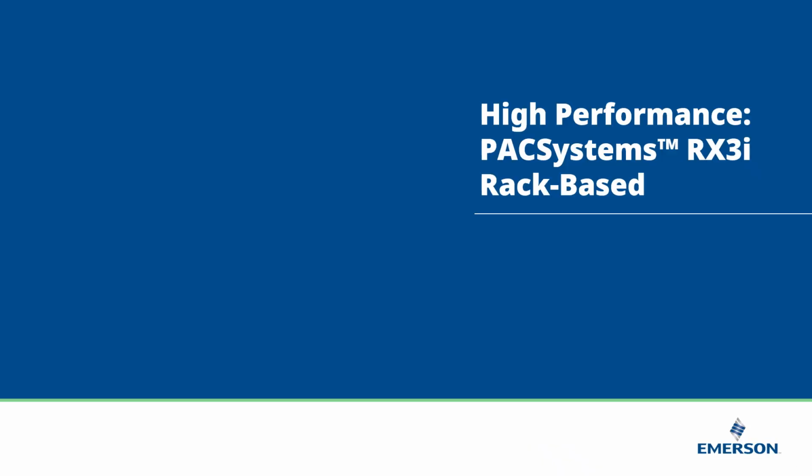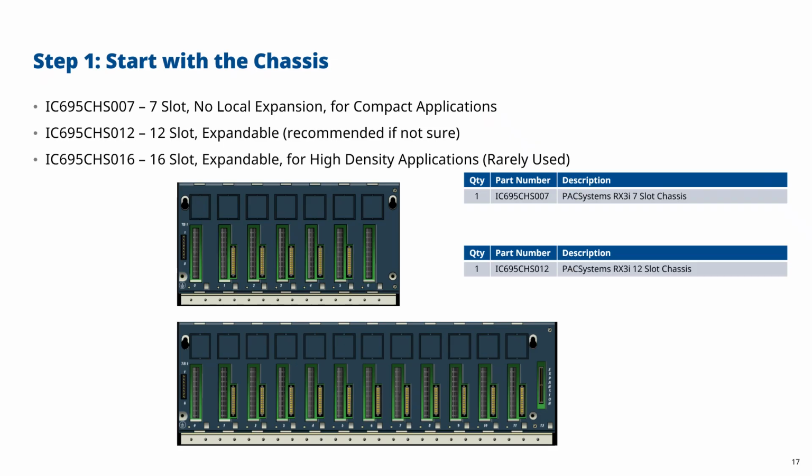So let's look at a chassis-based PACSystems RSTi application. Now, as this one is chassis-based, I normally start with the chassis. Actually, you might do the I/O module calculation first and then work out how many module slots you need. But I normally start with the chassis first, and then you can always come back and modify the chassis calculation as required.